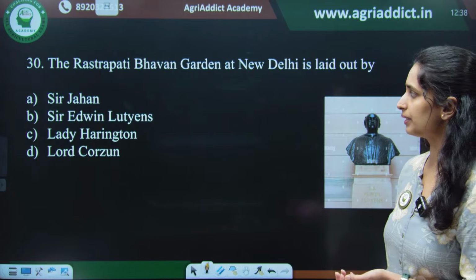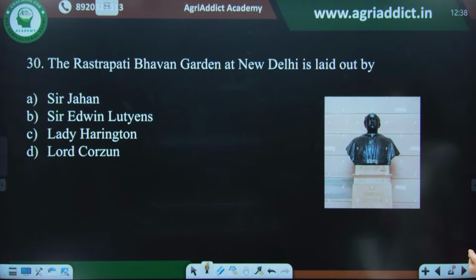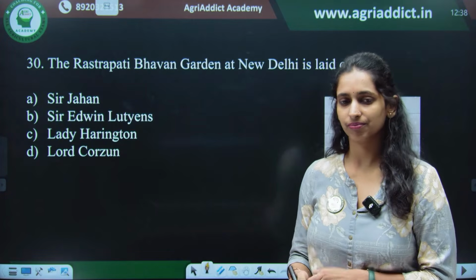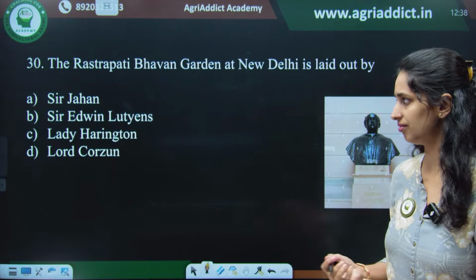Then, the Rashtrapati Bhavan garden at New Delhi is laid out by... This question I kept intentionally. Tell me the answer.